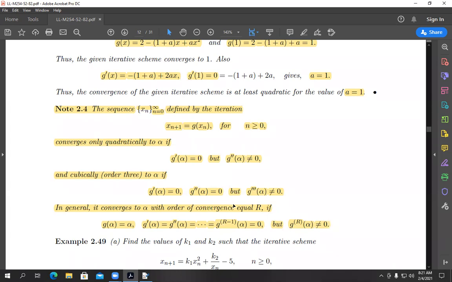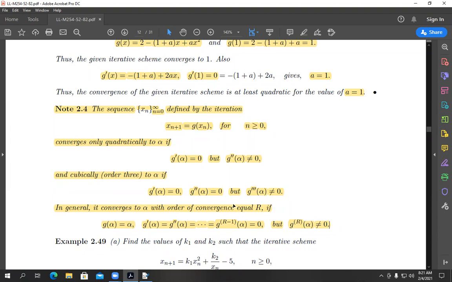So you can see, as I told you before, students are always confused between order of convergence and order of multiplicity. For order of multiplicity, we need to find m. For order of convergence, we need to find r. Order of multiplicity means how many times your multiple root is repeating. And order of convergence means whether your method converges slow or fast.